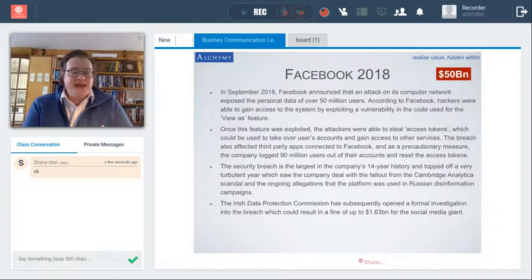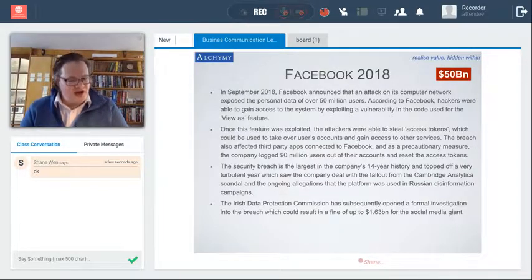So Facebook said hackers were able to gain access by exploiting a vulnerability in the code, okay? And they were able to get in and steal information, okay? As a precaution measure, Facebook then logged out 90 million users and made them log back in to reset their access elements. But it was the largest breach in the company's history, which brings up the question of how many breaches there have been. And they were dealing with this on the back of the Cambridge Analytica issue, the scandal around the 2016 election and Russian disinformation campaigns.